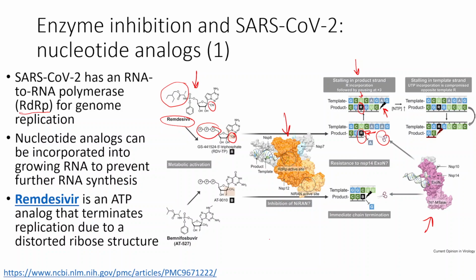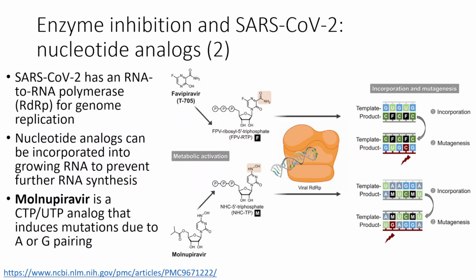There's another nucleotide analog shown in this figure called bemnifosbuvir. This one is still in trials. It works very similarly to remdesivir. I won't go into the details of it. It looks more like GTP than ATP, and it works fairly similarly.